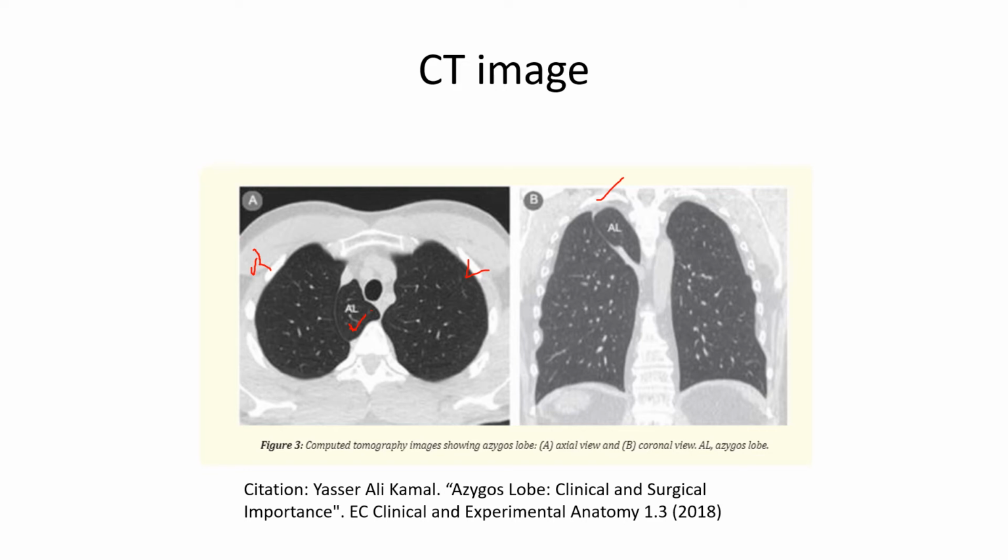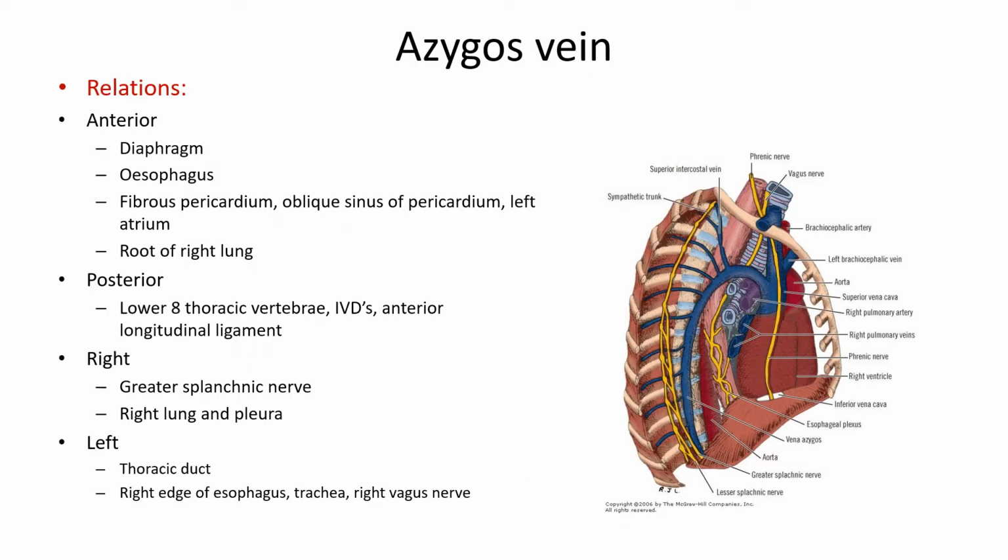And in this coronal view also, you can see this is the apex of the right lung, and you can see the azygos fissure and the azygos vein, and this is the azygos lobe. Hope you have understood about the azygos lobe and its clinical importance.